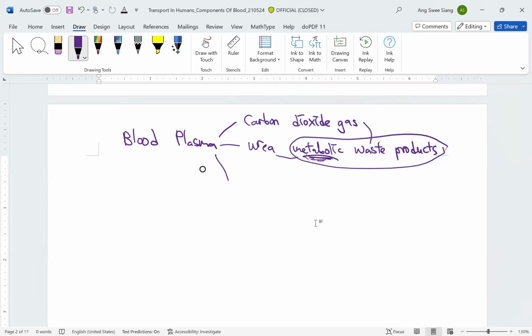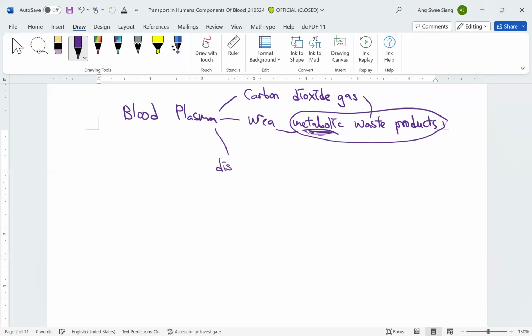Then the next important thing that you need to know for your syllabus will be dissolved proteins. Now, the blood plasma contains a lot of dissolved substances. I am zooming in at the dissolved proteins because they are related to one of the functions of the different components of the blood, the platelets. Later we will be looking at this together. So let's keep this simple first. One of the dissolved proteins that you need to know is fibrinogen.